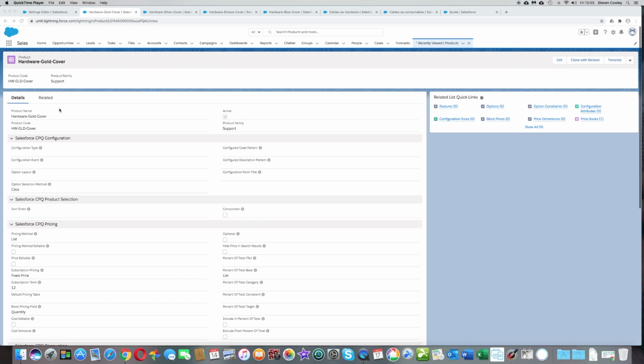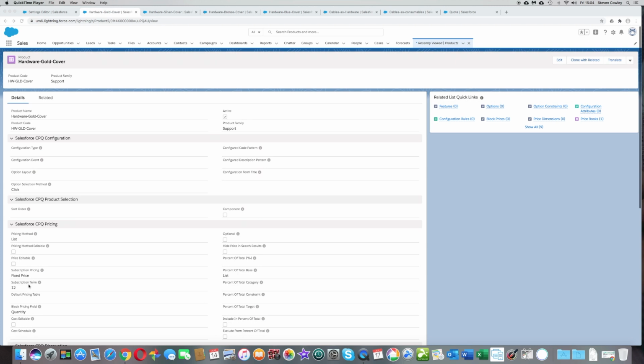So I've created a new product here called Hardware Gold Cover. It's set as a subscription pricing to a fixed price. As soon as you change that field from none to fixed price or percentage of total, then Salesforce will understand the product to be a subscription product and will start to apply subscription time to it.